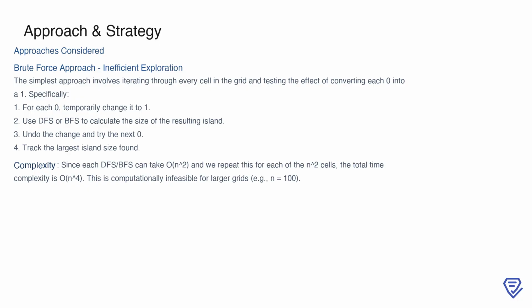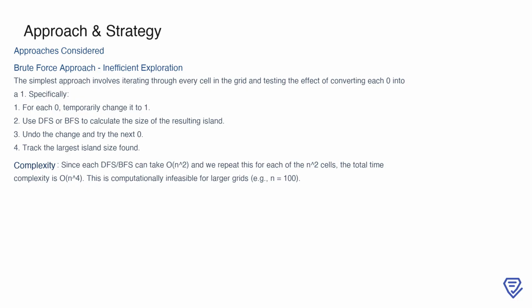Since each DFS or BFS can take n squared time, and we repeat this for every cell in the grid, which totals n squared cells, the overall complexity becomes n to the power of 4. This makes the brute force approach impractical for larger grids, such as when n equals 100, as the processing time grows rapidly.